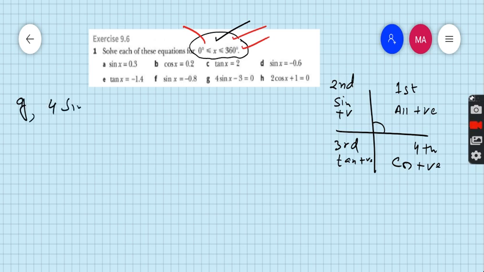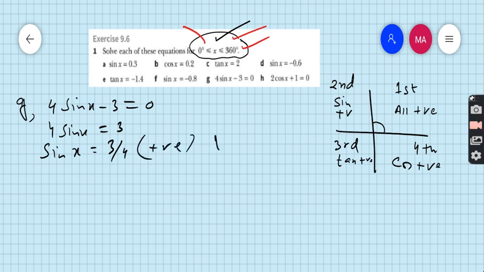Four sin x minus 3 is equal to 0. 4 sin x is equal to 3. Sin x is equal to 3 upon 4. This is positive, and sine is positive in the first and second quadrants. So quadrant knowledge is very important for this question.